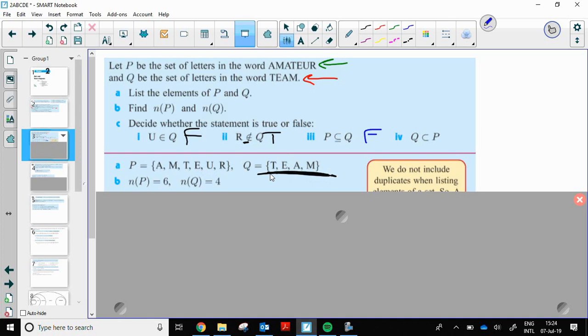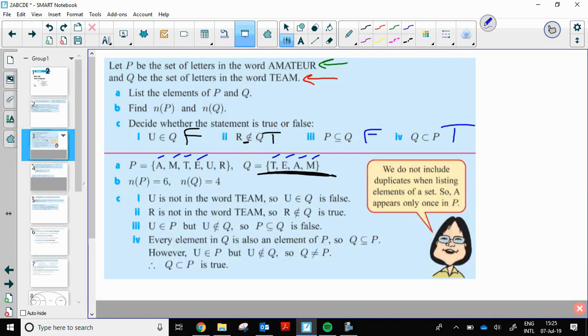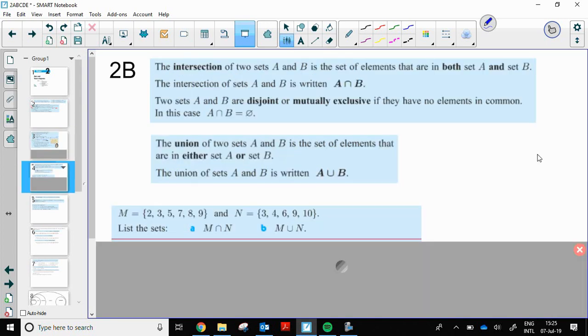But let's see. Is it true that Q is a proper subset of P? So do I see, whoa, do I see all 4 of these letters also in set P? Yes, T, E, A, M spells T. So it is true that Q is a proper subset of P. We move on to section B. Just a few more vocabulary words and a few new pieces of notation here.